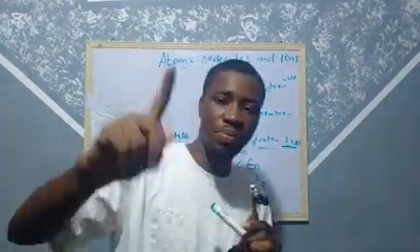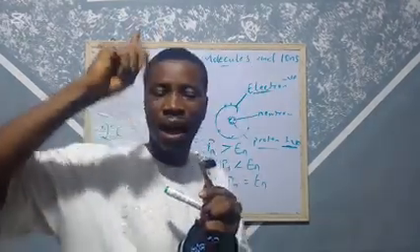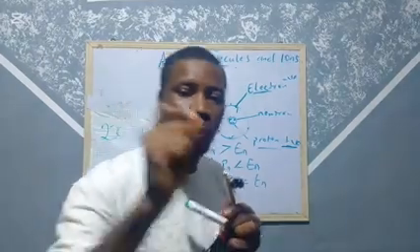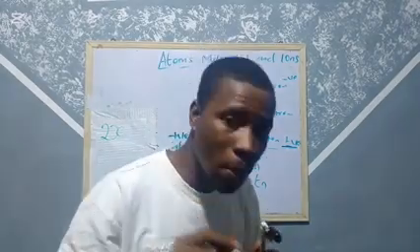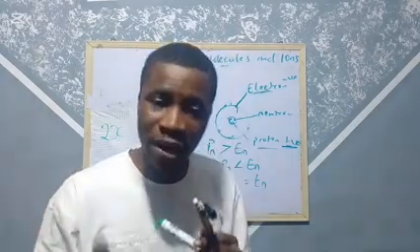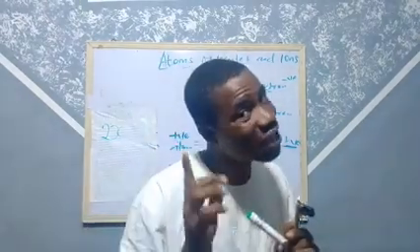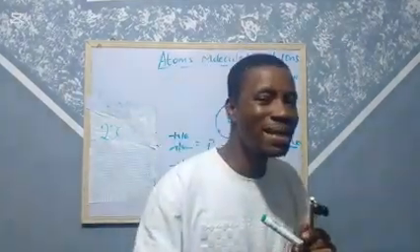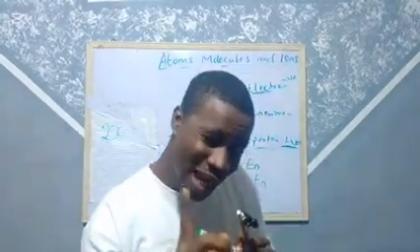So hydrogen being number 1 means that the atomic number of hydrogen is 1. And atomic number is also the same as proton number. Please take note, anywhere you hear atomic number, it is also the same as proton number. And for neutral atoms only, the atomic number is the same as the proton number, which is the same as the electron number.